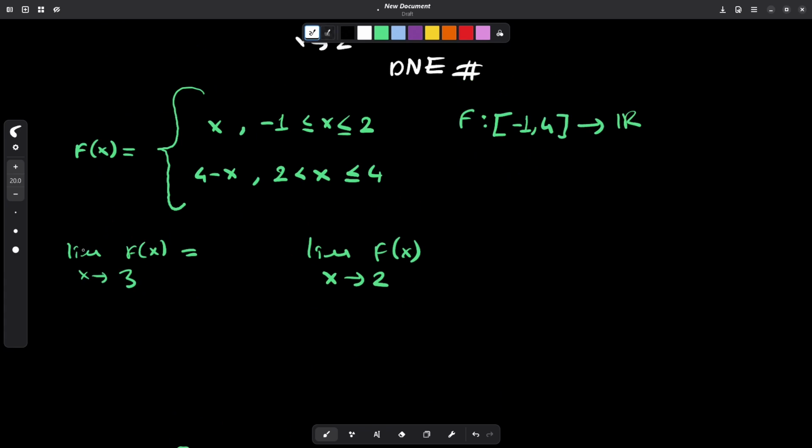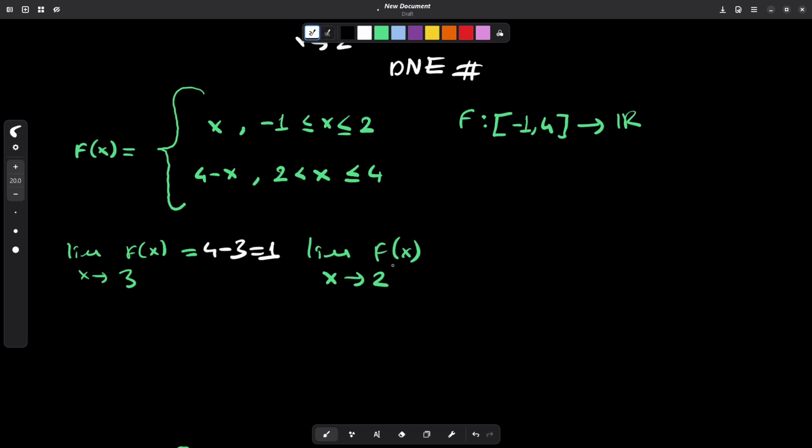Another piecewise function, limit of f(x) as x approaches 3. First of all, we have to question where is 3. 3 is between our second rule, right? So if I approach it from the left and the right, since I will be really close to 3 no matter what, I can just plug in and use the right rule. 4 minus 3 is 1.